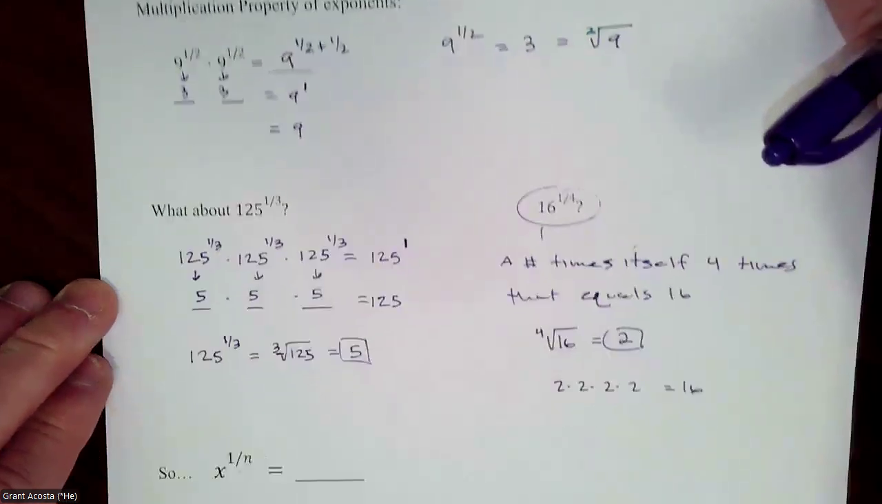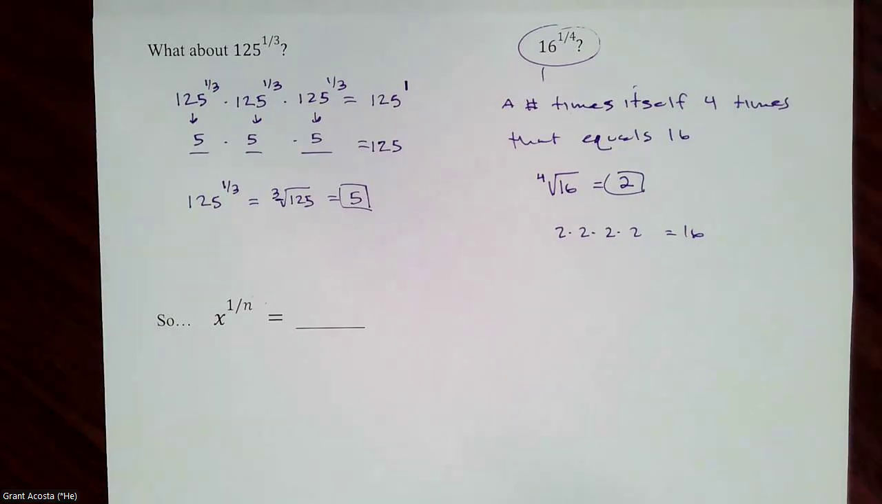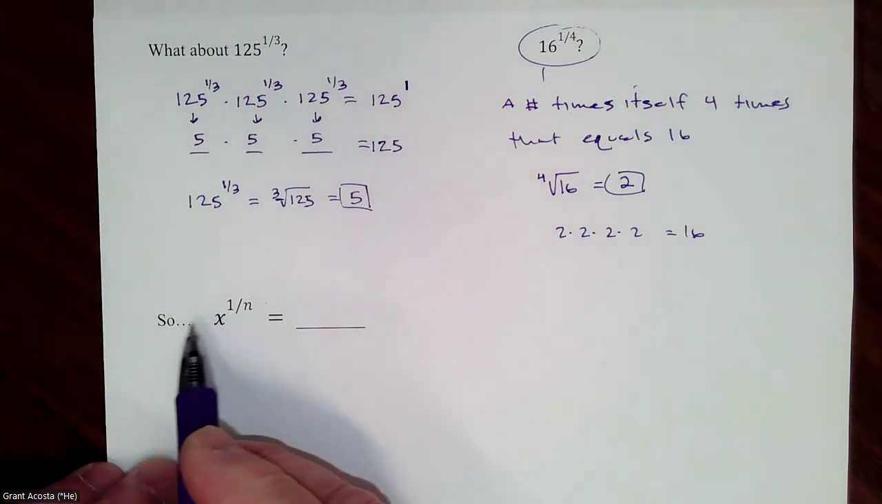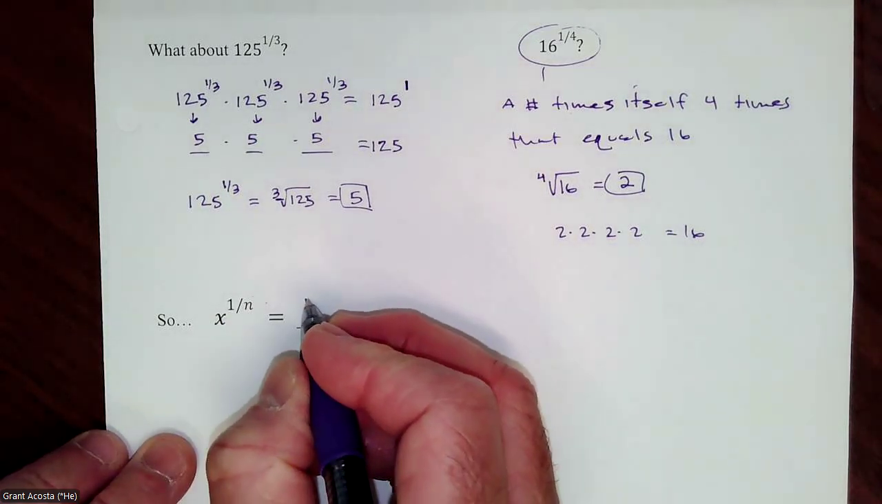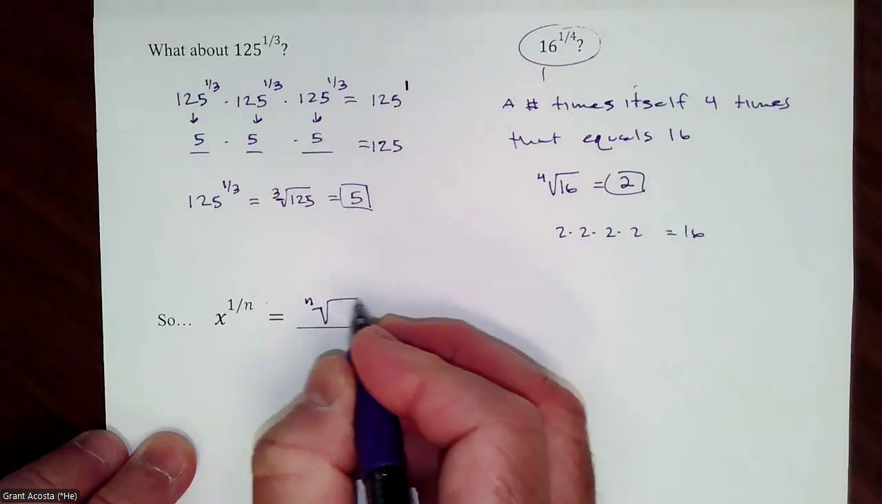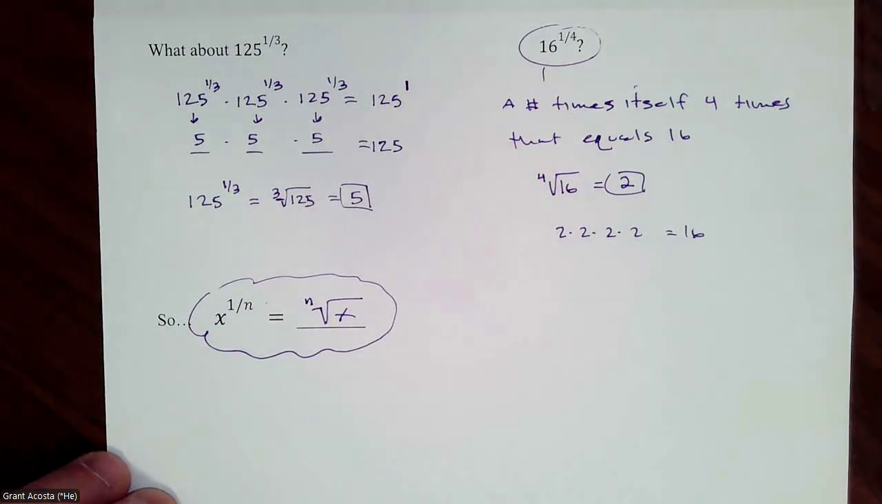So even though it doesn't make sense if we think of it just like how I usually think of exponents, if I take x to the 1 over n, that is the same thing as saying the nth root of x. This is what a fractional exponent means, the nth root of x.